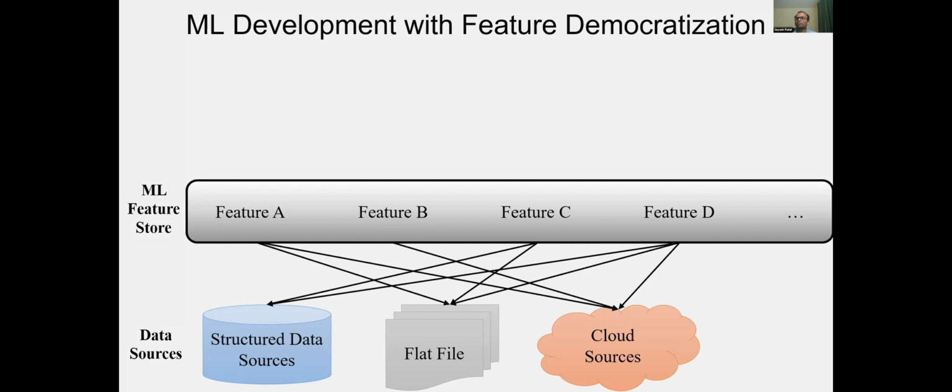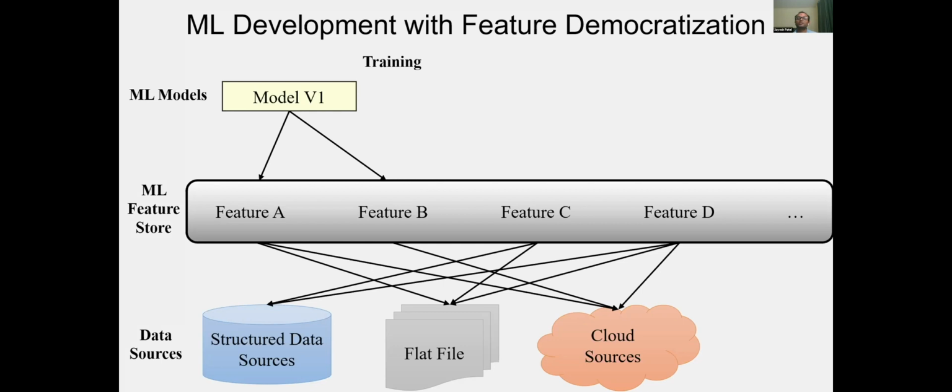Now, ML models in training, testing, and production will use this feature store to access these features. If you remember, model V1 was using features A and B. So this time it will use these features from the ML feature store. One thing to note here is that features A and B are already processed and the model can start using them.